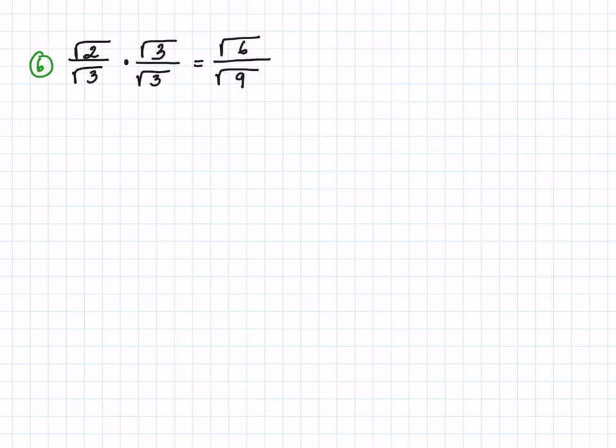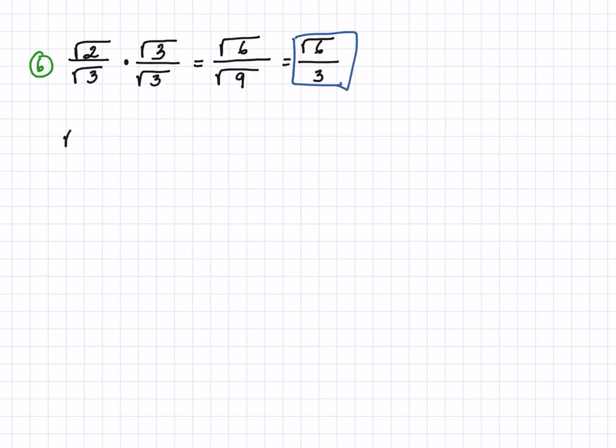Square root of 6 is not a perfect square and there's nothing I can do about it, so I'm going to leave it as square root of 6. Then square root of 9 gives me a 3. Remember, the 6 is inside the radical and the 3 is outside the radical, so you cannot simplify. Therefore this is the final simplified answer. Okay, let's take this problem.